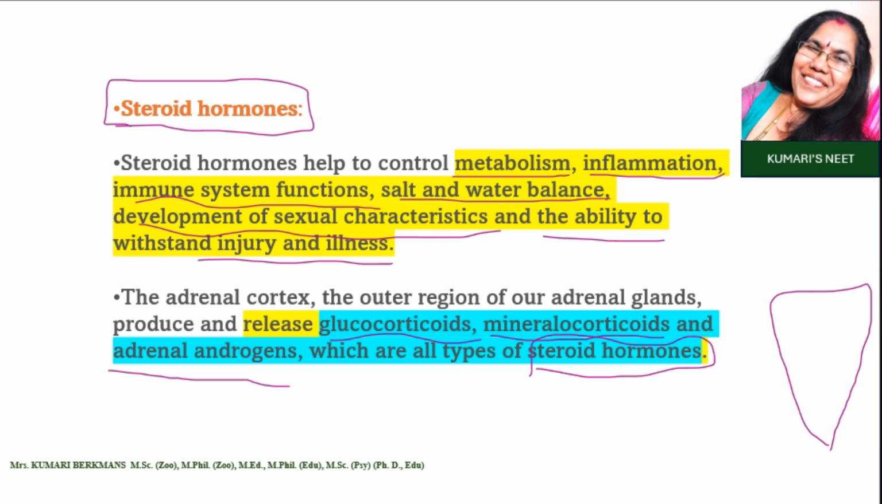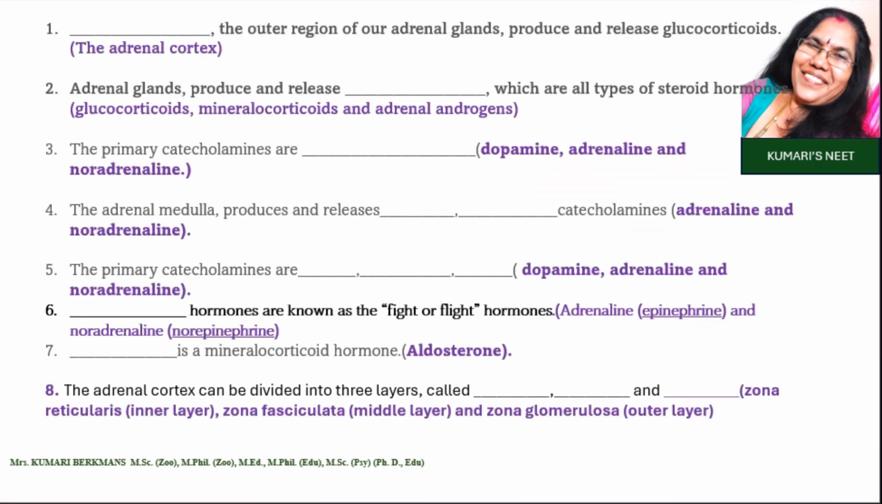Make a note. This is all recall, once again, because this is very tough and very difficult. So make a note of all those things which are called steroid hormones. The hormones secreted by the cortex are called steroid hormones: glucocorticoids, mineralocorticoids and the adrenal androgens. All these are called which one? Steroid hormones. Let us recall once again.